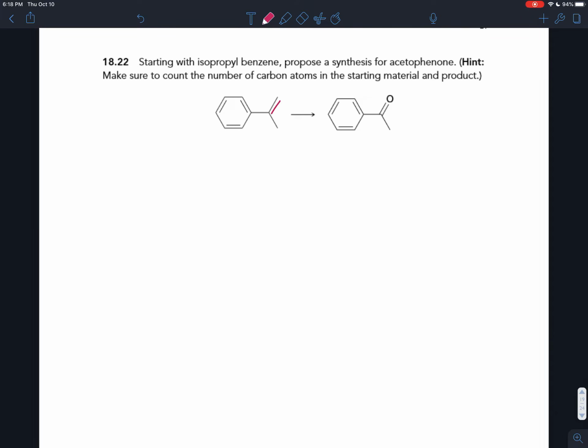So there's our strategy. We're going to try to get a double bond here. Once we have that, we can do ozonolysis to replace it with a double bond to an oxygen. But how do you get a double bond? You create double bonds with elimination reactions.